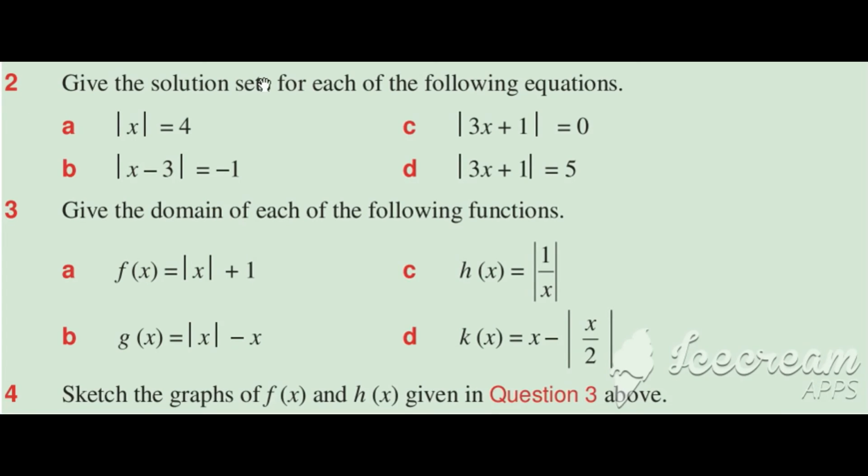Give the solution set for each of the following equation. Kana jechuun find the possible value of x jechuudha.